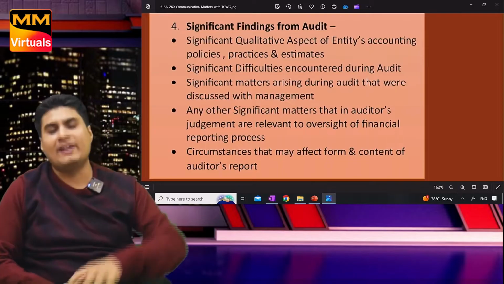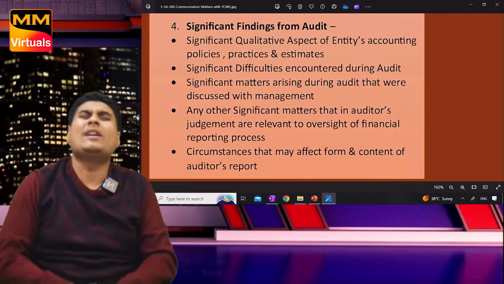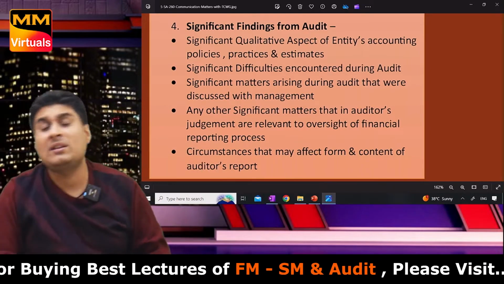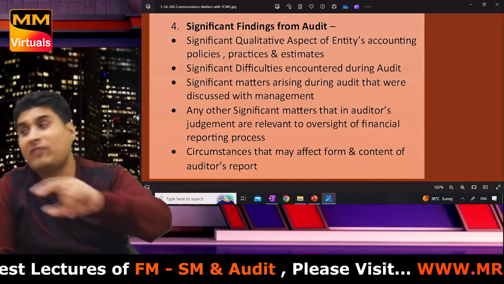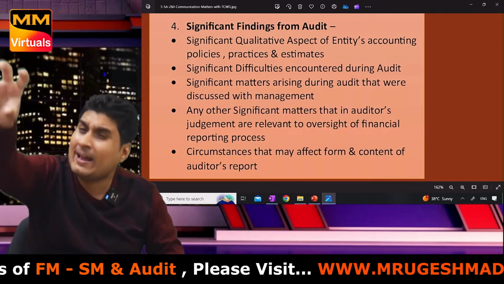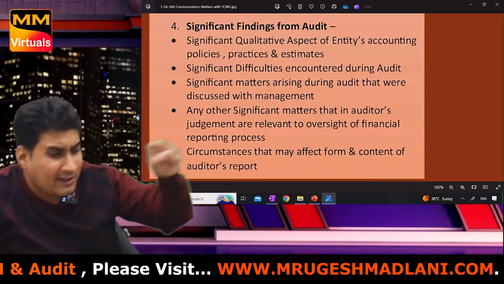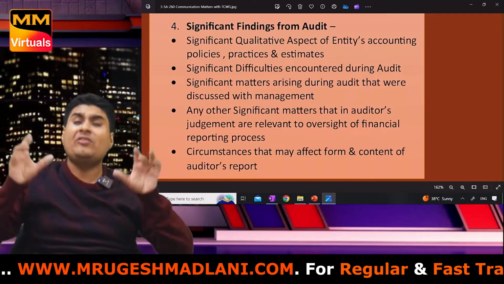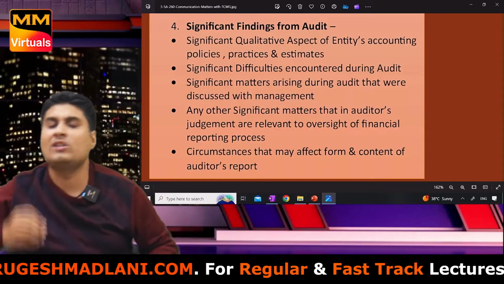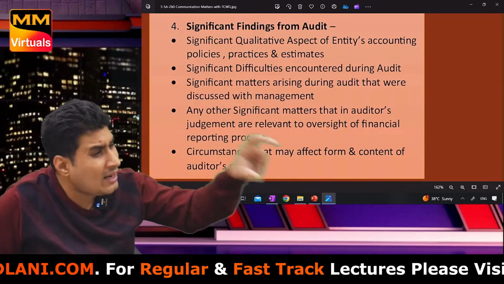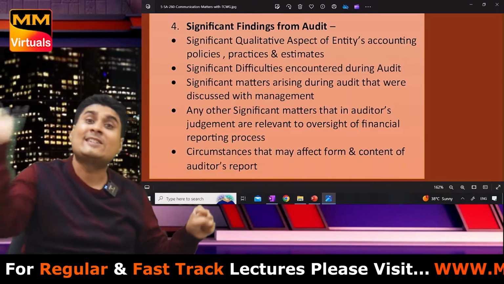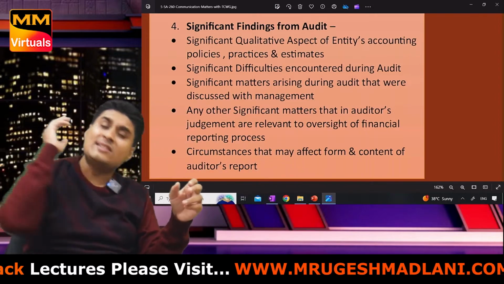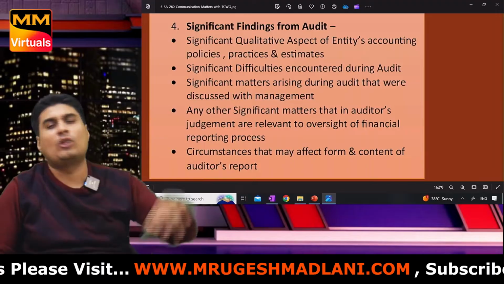Now last, what will we tell? Significant findings from audit. In there 5 points are there. Significant qualitative aspect of client's accounting policies, practices, and estimate. Qualitative aspect means why this accounting policy is followed, or why this policy could be better. Example, many times we will book sales whenever order is received, we will tell them this is a wrong policy. We should book the sale when delivery is done. Usually, we should never book sale when order is received because there are sales returns also. Then you have to do a lot of sales return. Always book when it is delivered or when goods go out. That we'll discuss, of course.